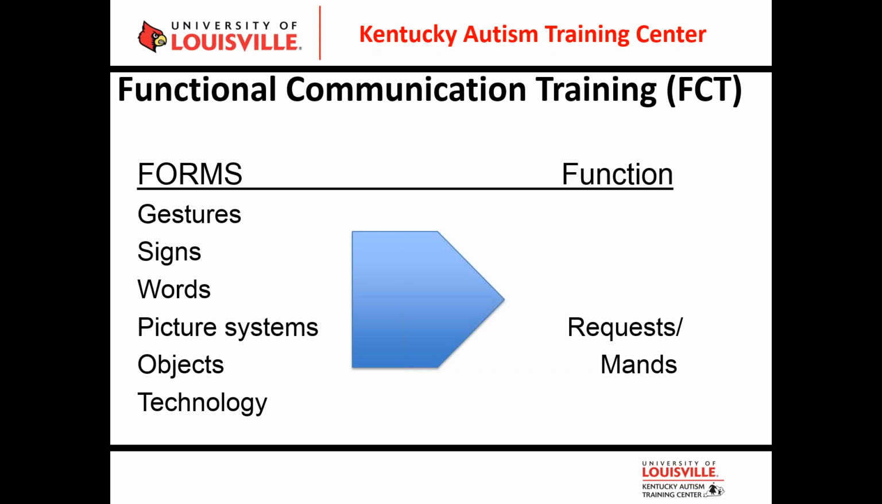So in the forms, we see that individuals with autism may gesture, they may sign, they may use vocal words, they may have picture systems such as PECS, which is picture exchange communication, where they get a card and request using those cards. We may see that they have objects that they request with, or technology. That's where we may see some of those devices. No matter the form, usually what we see is the function of it is I'm trying to request something. And thinking back to those functions that we saw, they're requesting attention, they're requesting access to items, they're requesting to escape an item or activity. So no matter the form, a lot of times the function is those requests or demands.